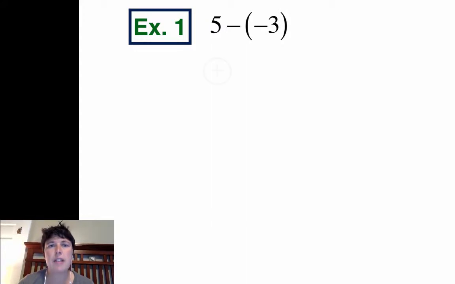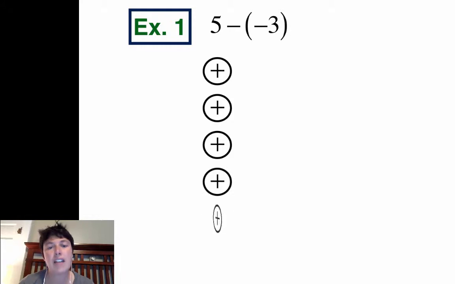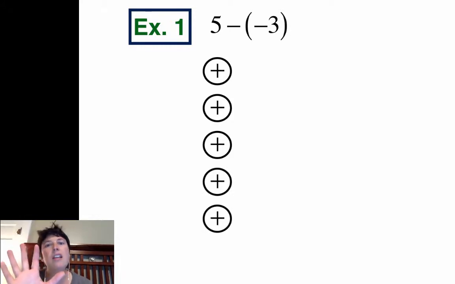5. That means I have 1, 2, 3, 4, 5 positives. And my job is to take negative 3 away. How am I going to do that? There are no negatives. How am I going to take negative 3 away if they don't exist? So this is where it gets really tricky.